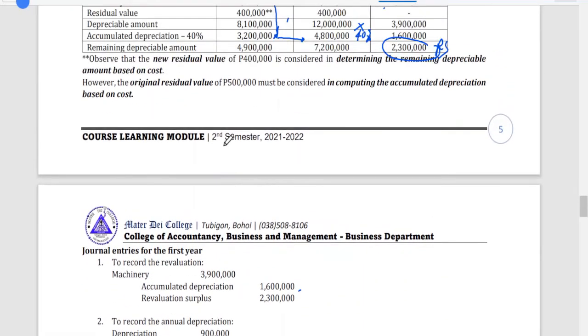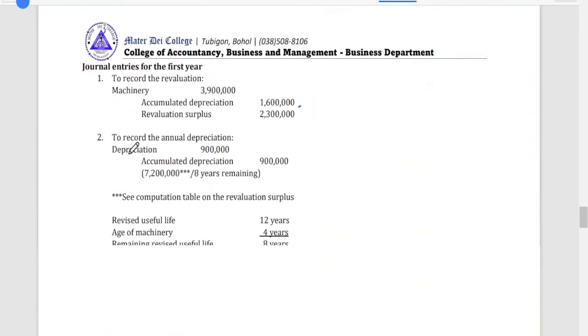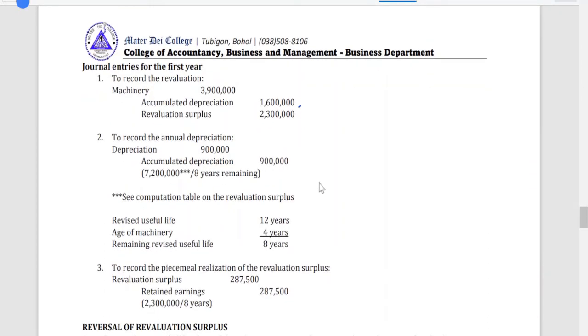To compute the depreciation, again, that will be based on the sound value. So what is our sound value here? This is 7,200,000. So 7,200,000 divided by 8 years remaining. Why is it 8 years? It was originally 10 years, and then 4 years have passed. But the 10 years is changed to 12, and 4 years have passed. So therefore, we have 8 years remaining. So 7,200,000 divided by 8 years. So debit depreciation, 900,000. Credit accumulated depreciation, 900,000. And finally, record the piecemeal realization. That's based on your revaluation surplus, 2,300,000 divided by, again, 8 years.